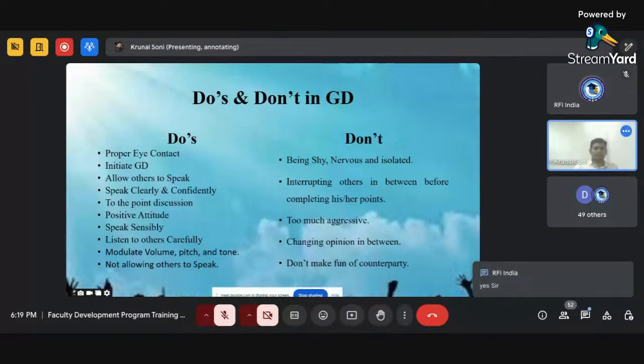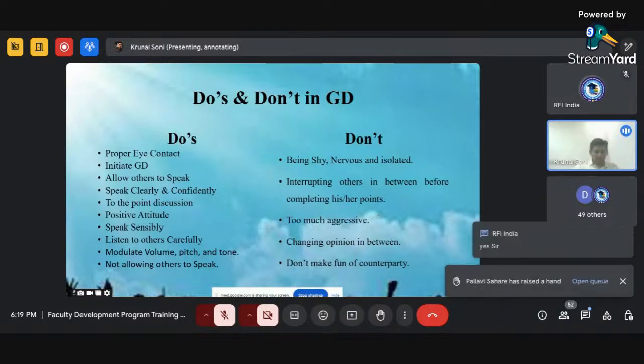Yes, sir. Okay. Then initiate the GD, that is nothing but the leadership who will initiate the group discussion. That is the leadership who is taking the initiation, right? Allow others to speak. That is very, very important. As I already mentioned, that critique should always be there. Otherwise, if you only speak, the others are not interested to listen, and that shows disrespect to others, right? So we should not do that. So allow others to speak.